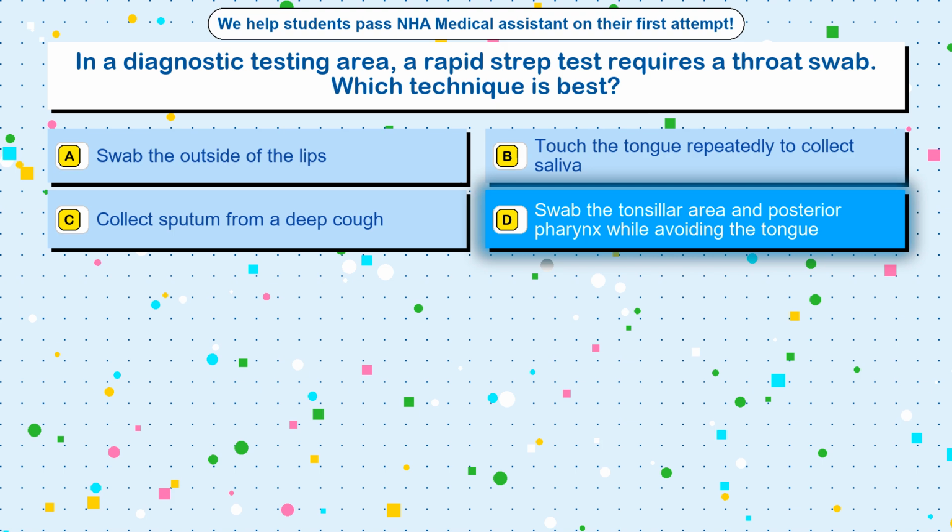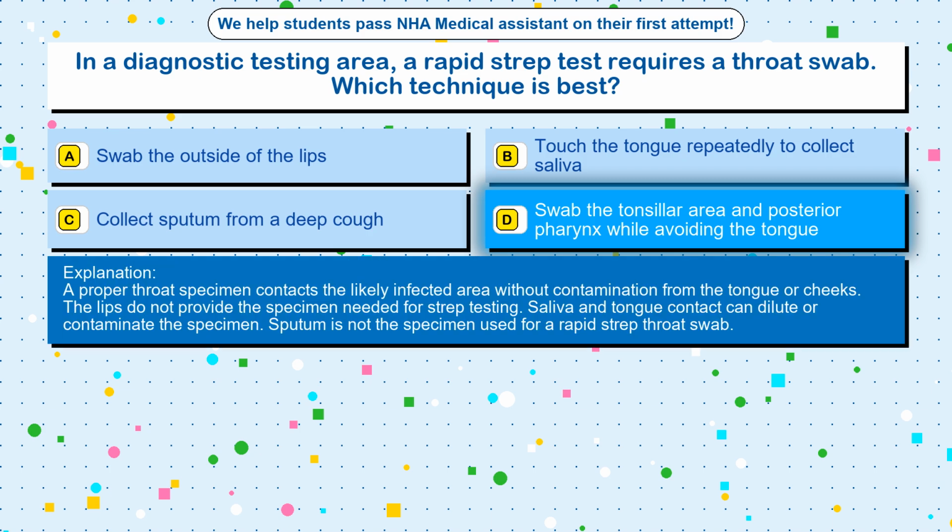The correct answer is option D. Swab the tonsillar area and posterior pharynx while avoiding the tongue. A proper throat specimen contacts the likely infected area without contamination from the tongue or cheeks. The lips do not provide the specimen needed for strep testing. Saliva and tongue contact can dilute or contaminate the specimen. Sputum is not the specimen used for a rapid strep throat swab.